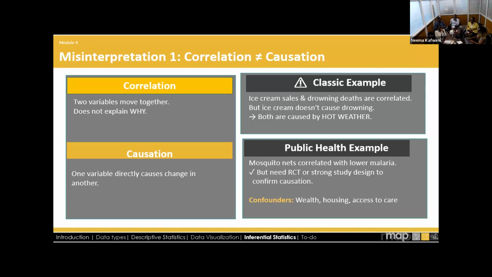We can look at a public health example. Mosquito nets are correlated with lower malaria cases, but we still need a randomized controlled trial or a strong study design to confirm this. In order to confirm causality, you have to run a particular study, either an RCT or another study design. Just because variables are related, you cannot say that one variable has caused the effect in the other variable. There is also the concept of confounders, which is not covered in this context.